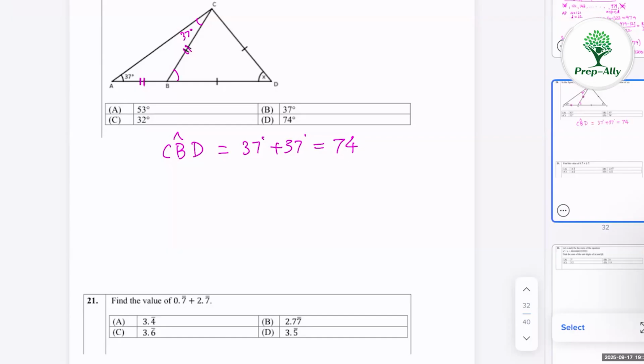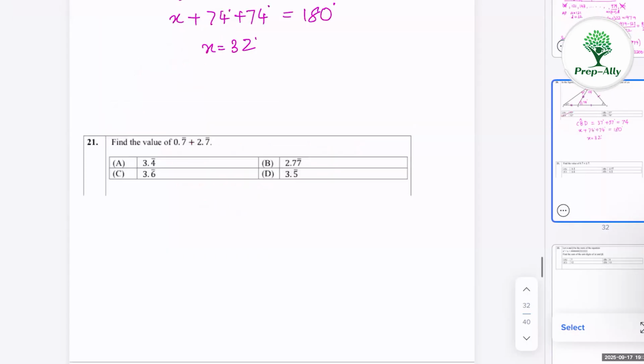And we have this angle equal to this angle because these sides are equal and this is an isosceles triangle. So we have angle X plus 74. So this is 74 and this is 74. 74 plus 74 equals 180, which means angle X is 32 degrees. So the answer to this question is option C, 32 degrees.